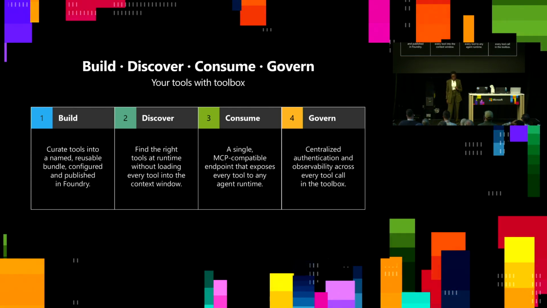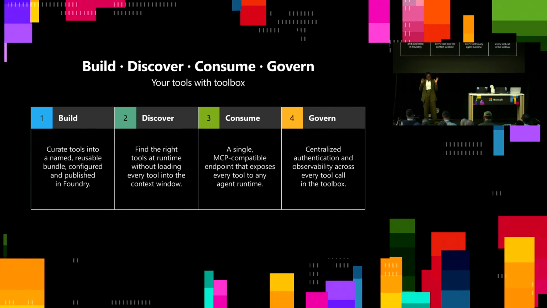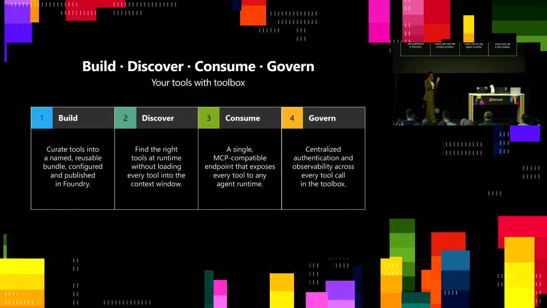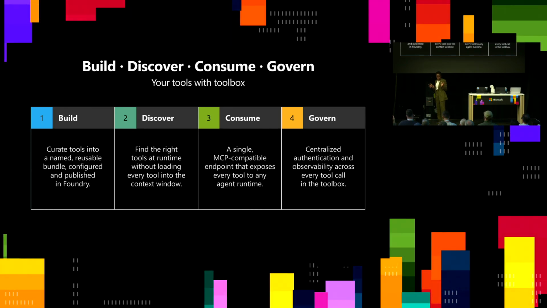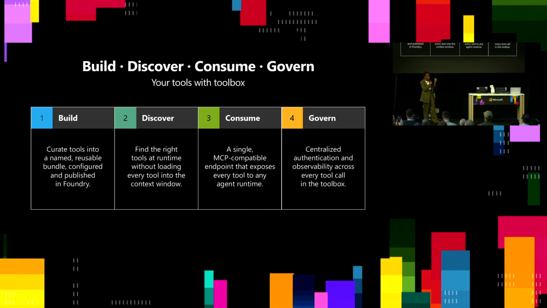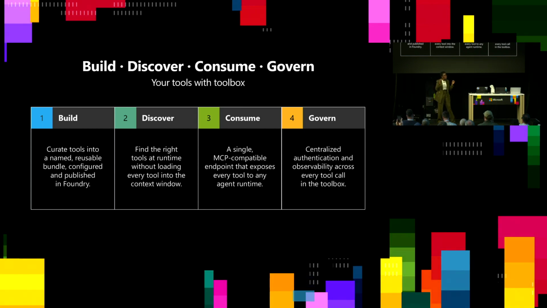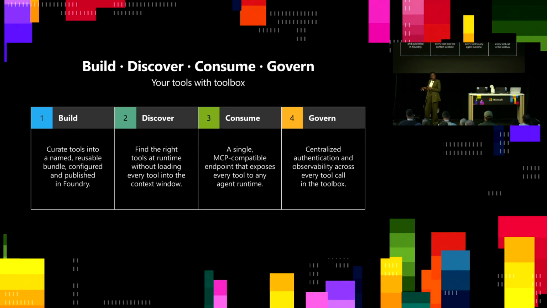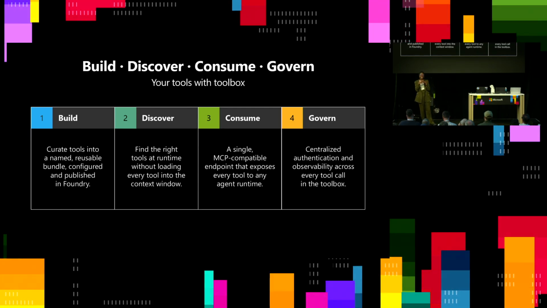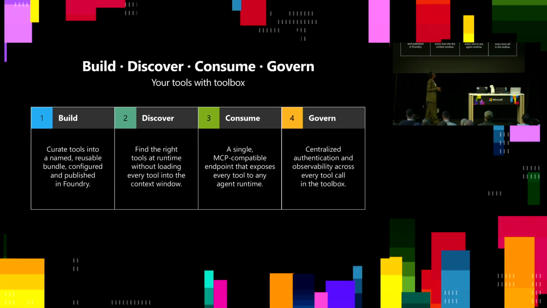We have 4 pillars. Build. You create tools in a named, reusable bundle, configure and publish them. So if you go back to our FieldOps agent, you could have your FieldOps toolbox. So rather than having your Entra configuration, your SharePoint configuration, and all the others, you're putting it in a single toolbox regardless of tool type. You have discovery.